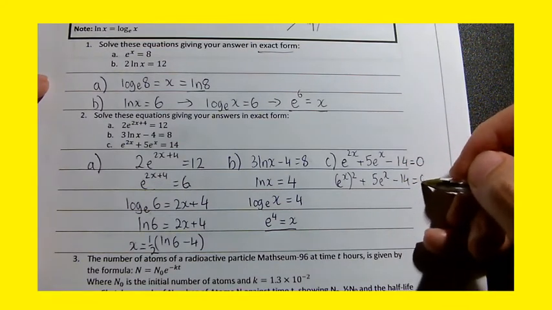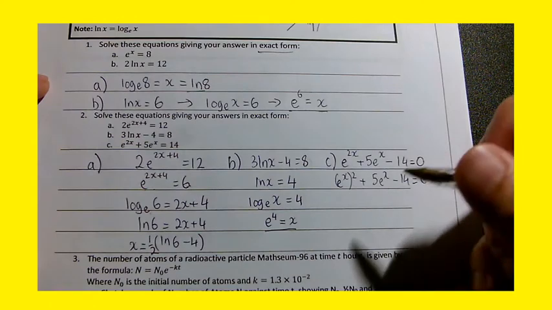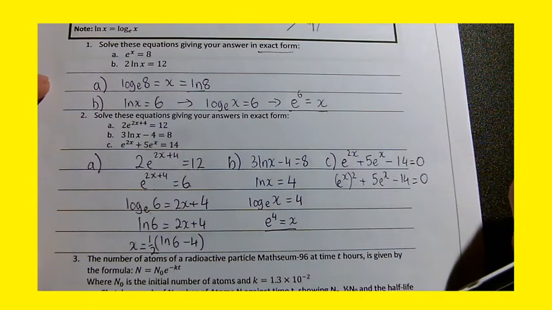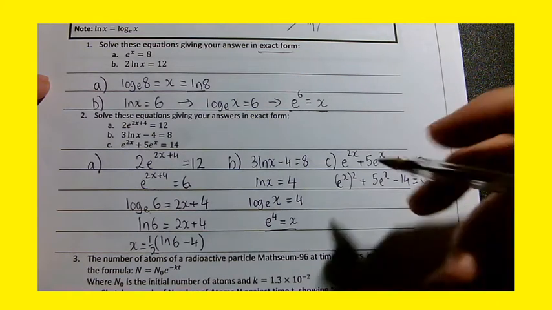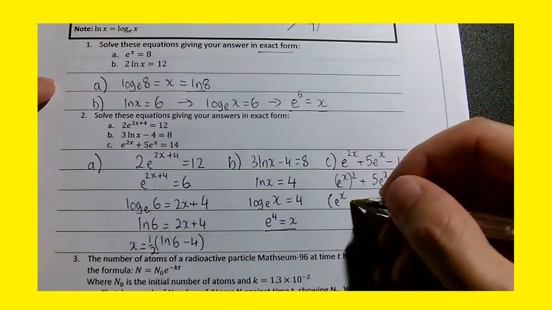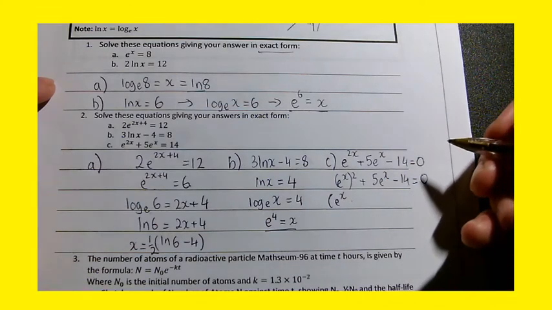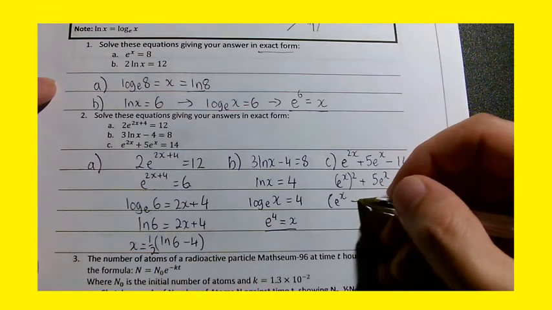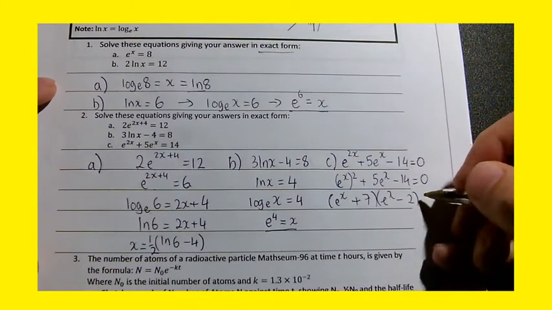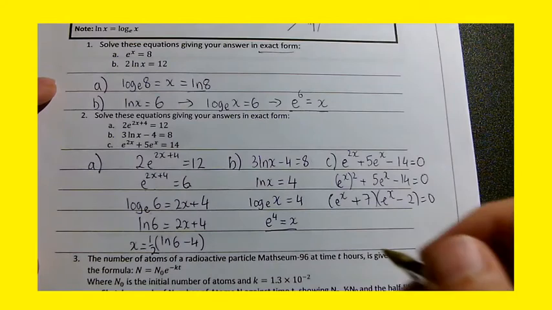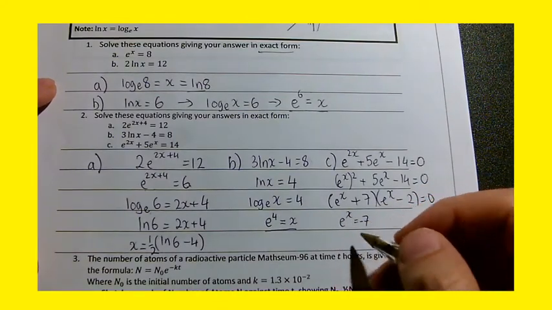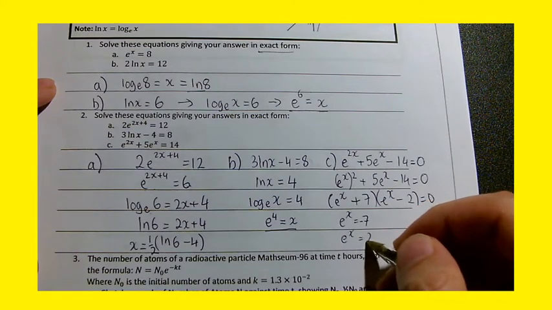An exponential quadratic. Yeah, we've got the quadratic: something squared plus a number times something minus another number. So I can factorise this: (e^x + 7)(e^x - 2). So you get e^x equals minus 7, or e^x equals 2.